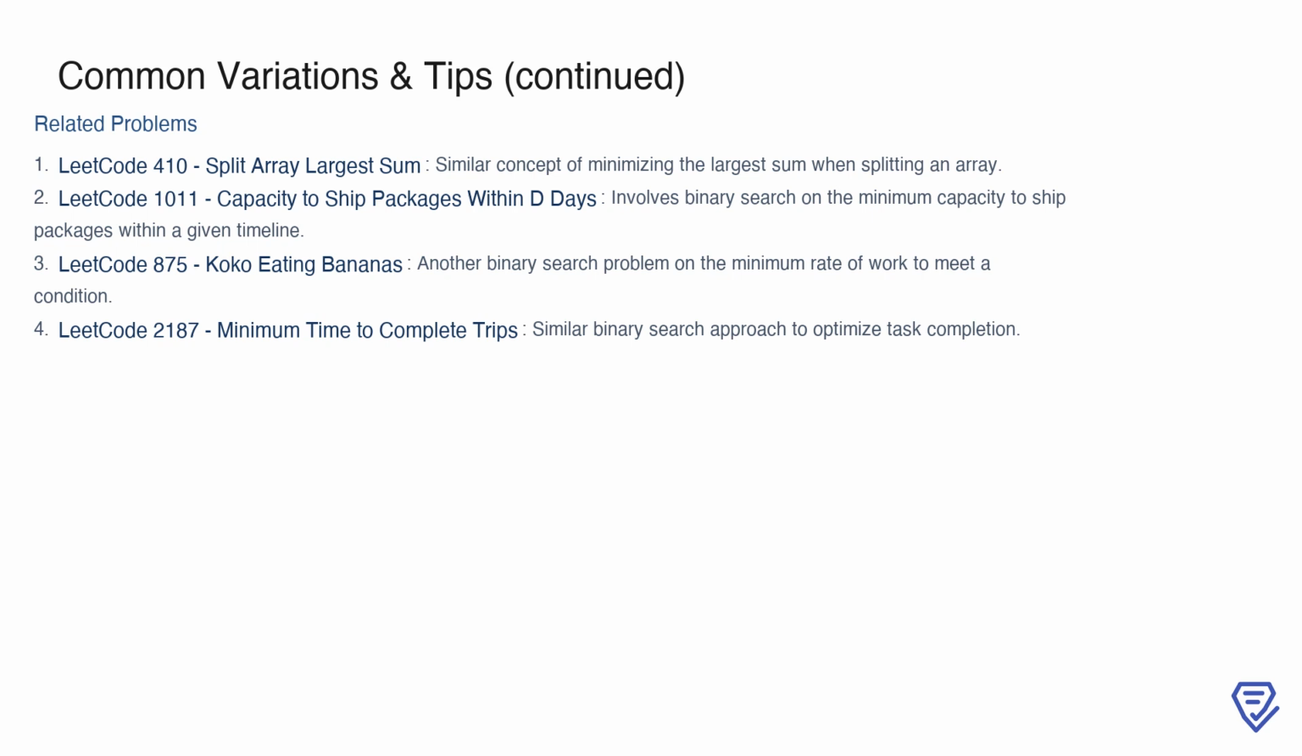Similarly, LeetCode 875, Koko Eating Bananas, requires finding the minimum rate at which Koko can eat bananas to meet a time constraint. Finally, LeetCode 2187, Minimum Time to Complete Trips, employs a binary search approach to optimize the time needed to complete tasks. These problems are excellent practice for understanding how binary search can be applied to optimize and solve real-world constraints, making them highly relevant as you prepare for similar challenges.